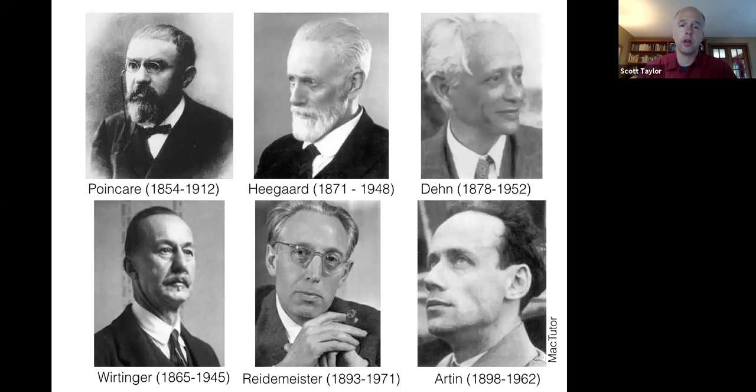Many of these guys were German mathematicians. Hegard was Danish and Poincaré was French, but Dehn and Wirtinger and Reidemeister and Artin were German. And if you look at the dates, you realize they're mathematicians at a very difficult time in the world. And Dehn had to flee Germany under the Nazis and had a very dramatic escape across Siberia. Reidemeister was fired from his position as university professor because his wife was Jewish. Artin ended up coming to the United States.